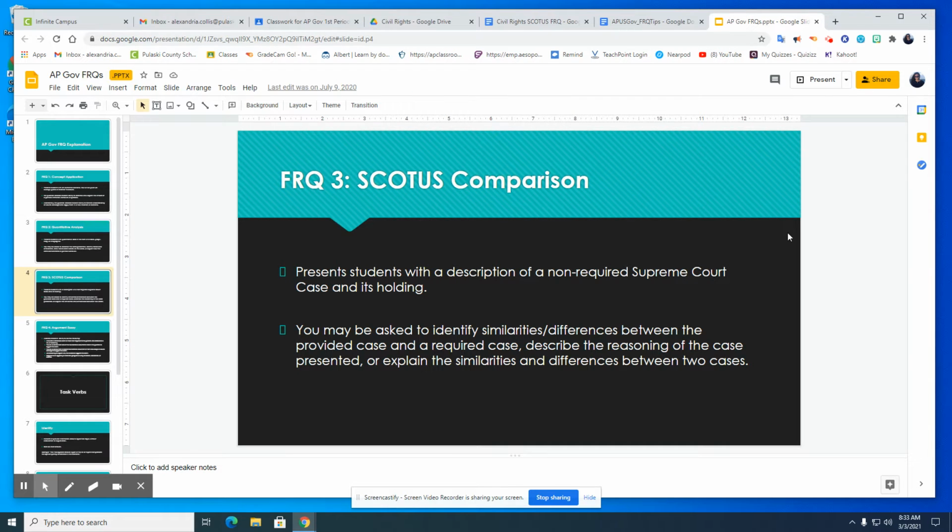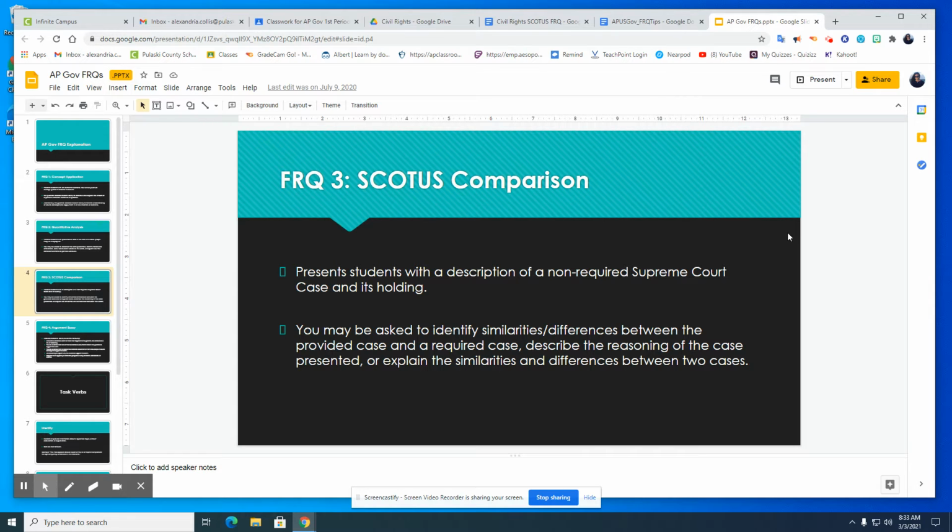All right, so what is the Supreme Court comparison FRQ? These types of questions are going to present you with a description of a non-required Supreme Court case and its holding. So this question is going to give you a little paragraph summary of a Supreme Court case that you probably aren't familiar with. You are going to be asked to identify similarities and differences between that case provided to you in the prompt and then one of the cases that you are required to know for the AP exam.